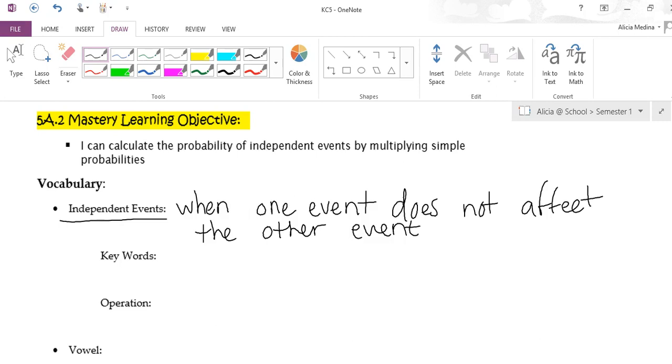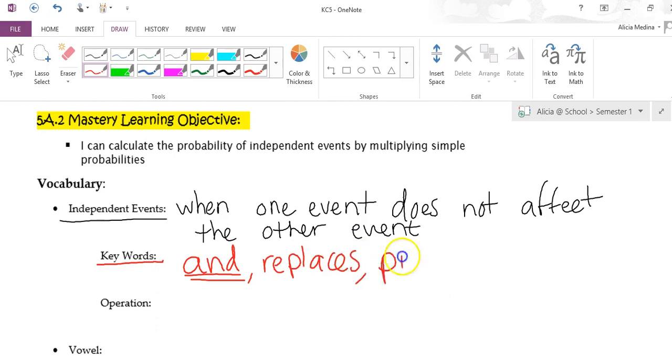Some keywords for you to look for. Some keywords would be the word and, so that's a big one. So anytime you see the word and, that means independent. If you see the word replaces, so like you take something out and then you replace it. Or you can also say if you see the words put back. So you took something out, but then you're adding it back into our sample pool.